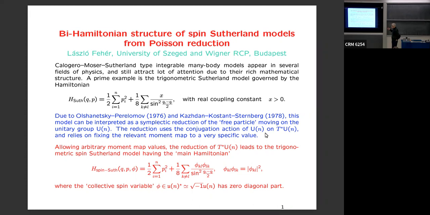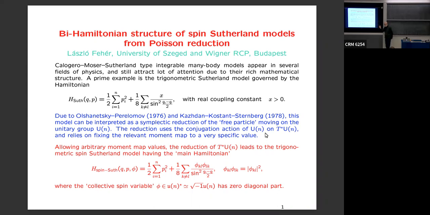Of course we all know about Calogero-Moser models, Sutherland, and similar models, and the example of Hamiltonian particles moving on the circle. Due to some classical works of Olshanetsky-Perelomov and Kazhdan-Kostant-Sternberg in the late 70s, this was realized to be a shadow of geodesic motion on the group U(N), by fixing the large number of constants of motion, the momentum, to a very specific value. This is very influential work. Later people realized that you can fix these conserved quantities for this free particle moving on U(N) in whatever way, and you always get some integrable system.